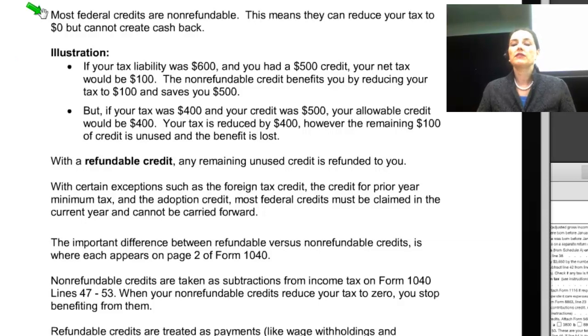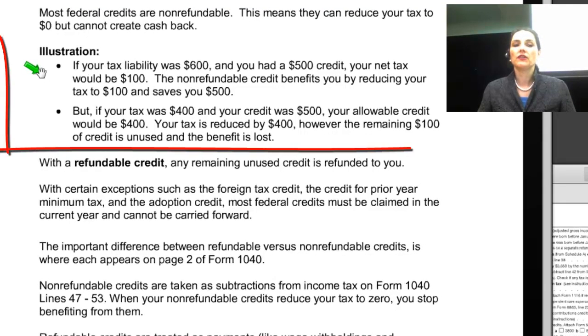There are two reasons they can be limited by your income. One is maybe you don't earn enough money to pay tax, so there's no tax to claim a credit against. The other is that maybe your income's so high you fall out of the area or the threshold ranges where the credit is allowed. Here is an illustration of how a tax credit can be limited by the amount of tax you owe on your return.